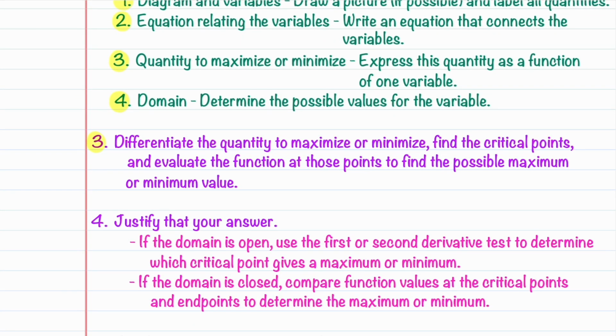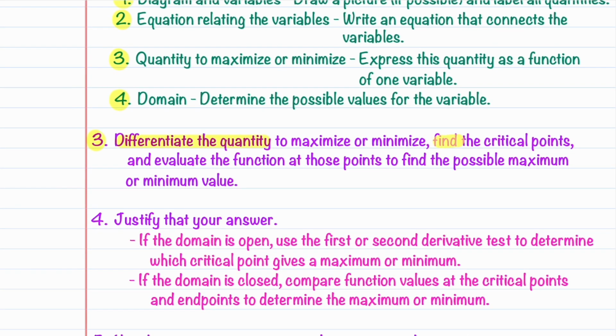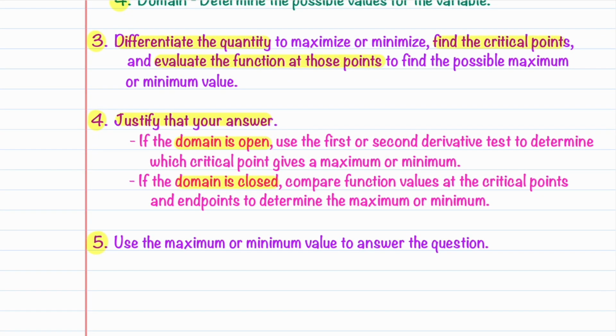The third step is to differentiate the quantity that you're going to maximize or minimize, find the critical points, and then evaluate the function at those points to find the possible maximum or minimum value. The fourth step is to justify your answer. How you complete this step will depend on whether the domain is open or the domain is closed. We'll walk through examples of both of these so that you'll know exactly what to do. The last step is to use the maximum or minimum value to answer the question.